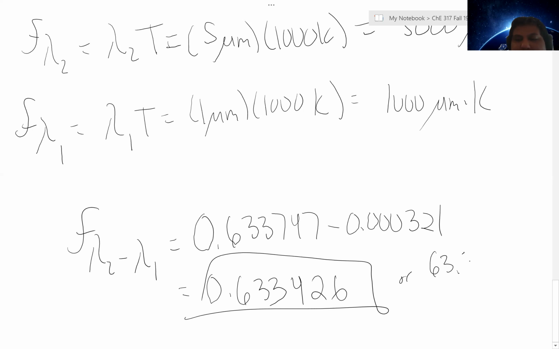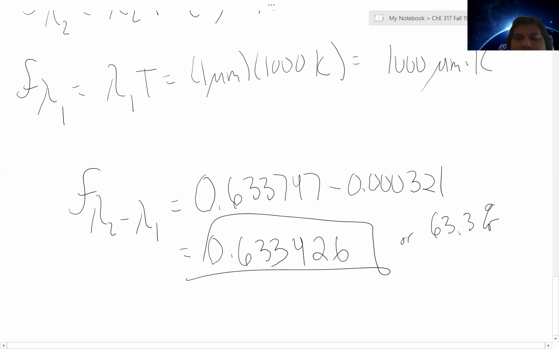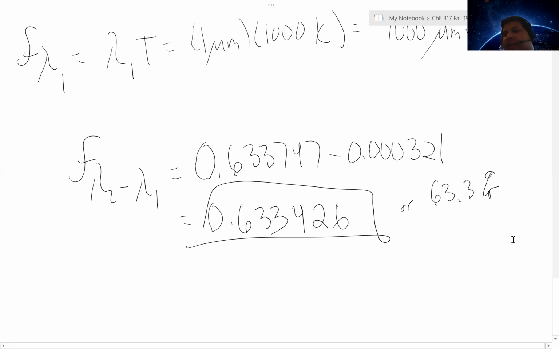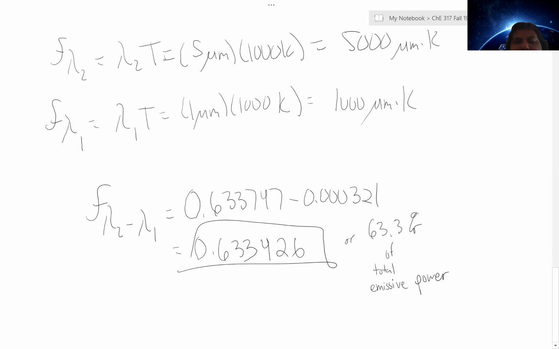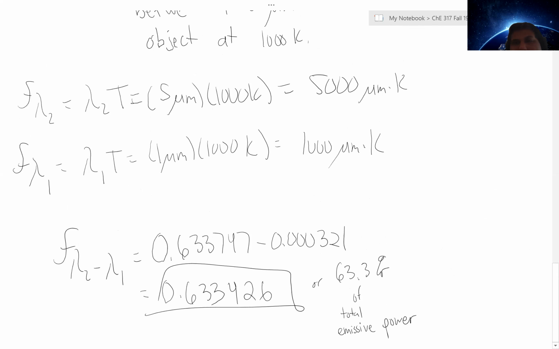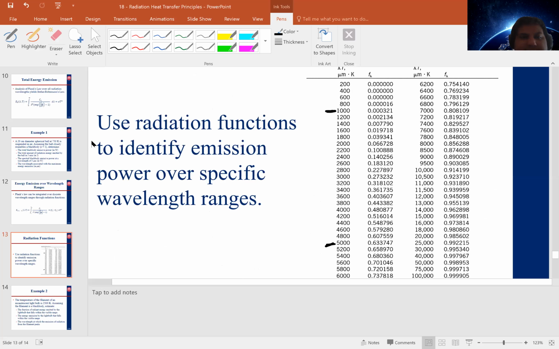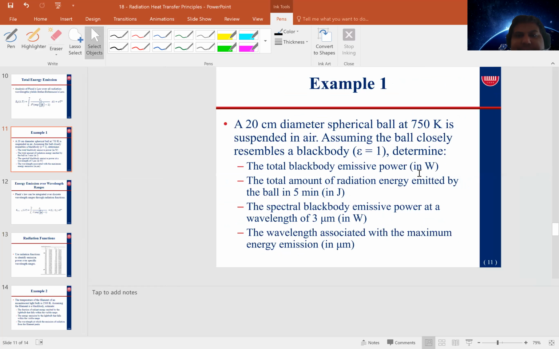Or 63.3% of my total emissive power will fall within that range of 1 and 5 microns. Now, everyone follow that along, okay? If so, let's take a look at a couple other examples. Let's look at this one first.